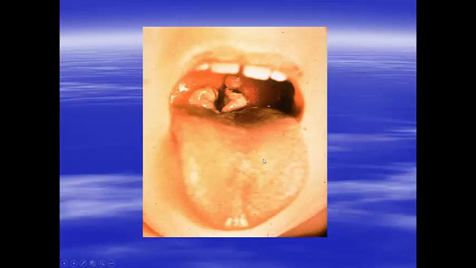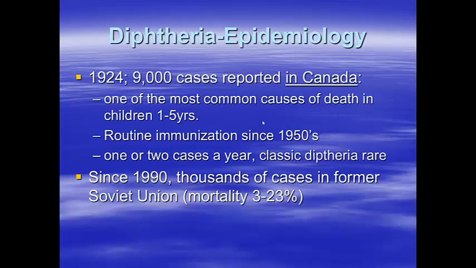And here's just a picture illustrating that pseudomembrane at the back of the throat. You can imagine how that might cause airway obstruction. If you block off your airway, you are dead. So here's the epidemiology. Back in 1924, about 9,000 cases in Canada. One of the most common causes of death. The vaccine program was introduced in the 1950s, and now we're down to only 1 or 2 cases a year. So more than 99% of the cases have been prevented.